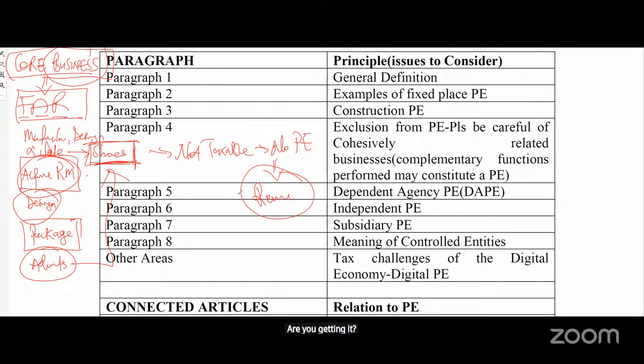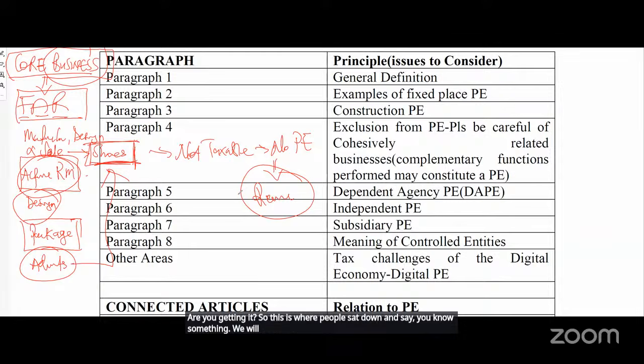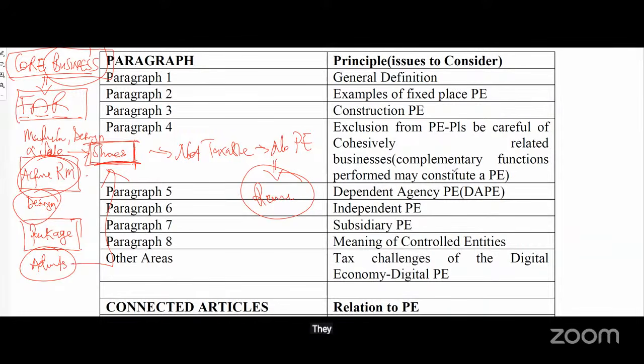So this is where people sat down and said, you know something, we will outsmart the tax authorities. So this is what they did. They create businesses who are cohesively related, who perform complementary functions. But they forget that the revenue authority will see them.